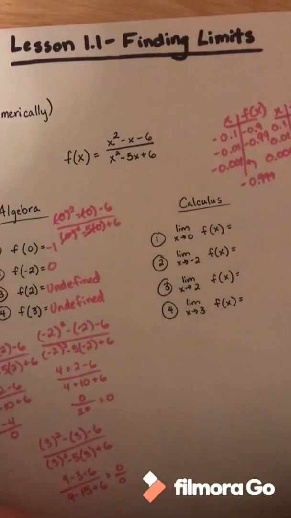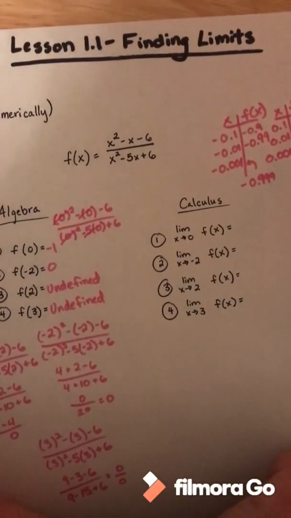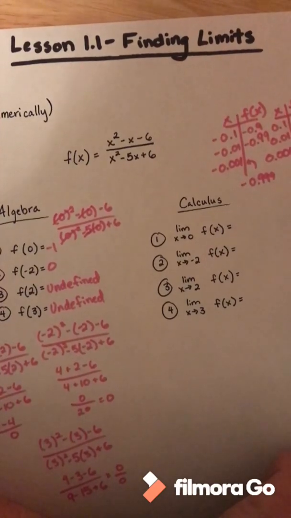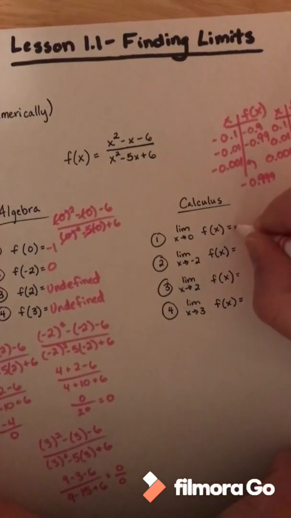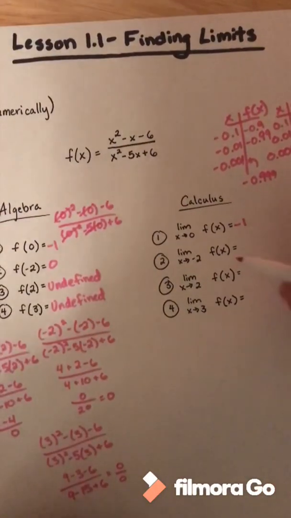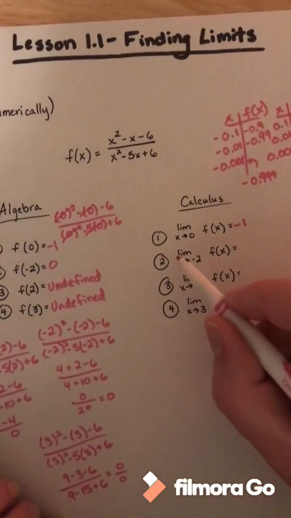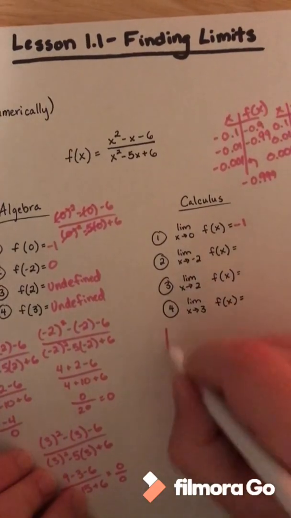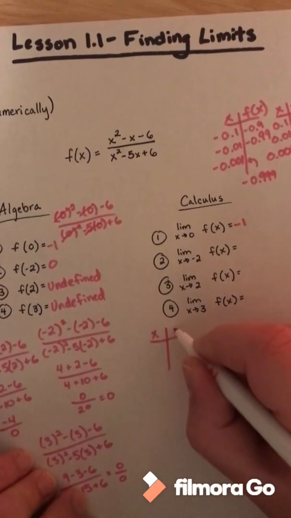So notice this also seems to be approaching negative 1. We've got negative 1.1, negative 1.01, negative 1.001. So I'm pretty safe to say that this is going to be negative 1. So let me go ahead and try the next couple and see what happens. So we're going to try the limit as x approaches negative 2. So let's try plugging in some numbers there.